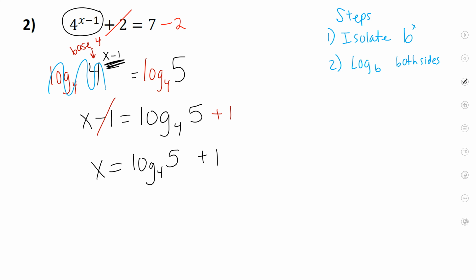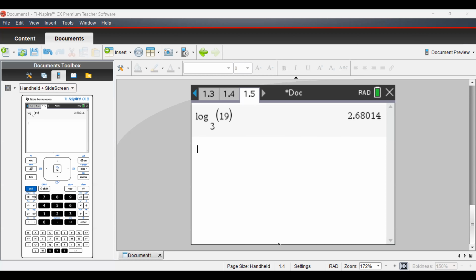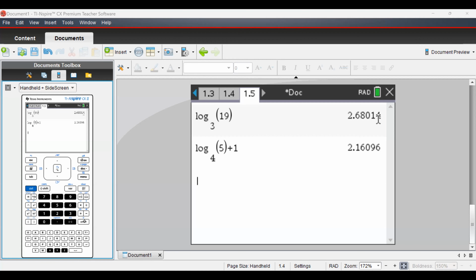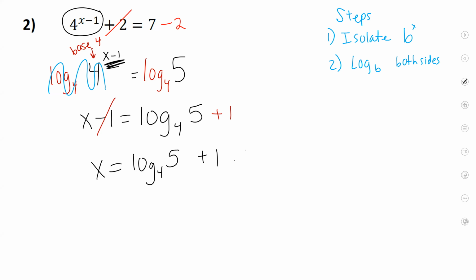We're going to put that into the calculator to get a number. Okay, so I have control log. What was my base? 4 of 5. So let's go over 5. And then add 1. Your plus 1 should be outside of the parentheses. Okay? Hit enter. Our answer is 2.16. Okay, next question.